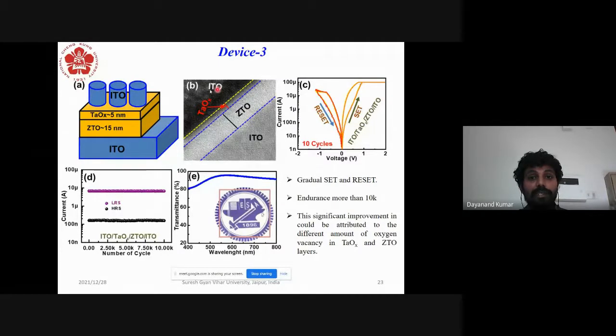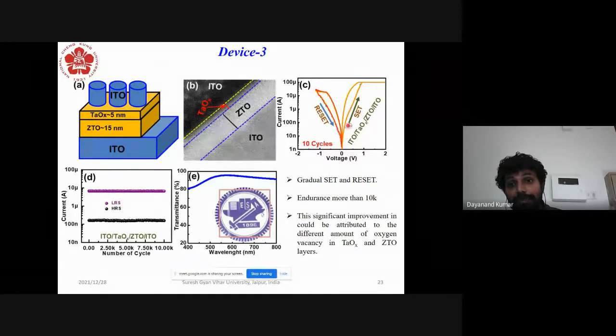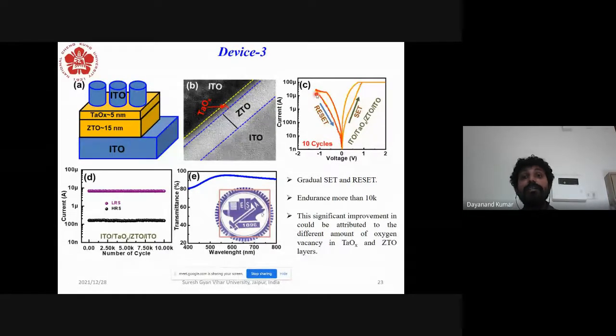In the cross-section TEM image, you can see TaOx and GTO, with top and bottom ITO electrodes. Here all the bipolar resistive switching is for 10 cycles. This is highly stable. There is no variation in the set and reset voltage. It means that the device is usable for an artificial intelligence system, because during set and reset there is no variation in voltage.